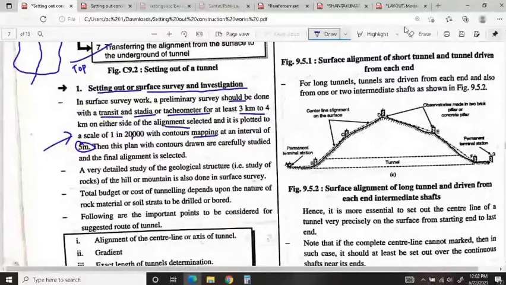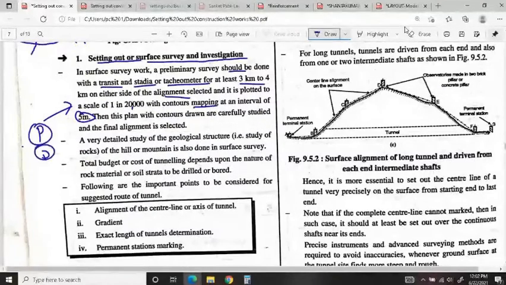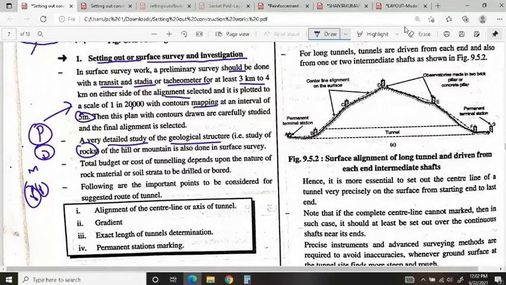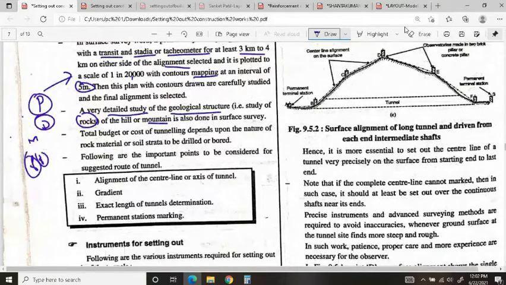Then after the preliminary survey, we will have a detailed survey. A very detailed study of the geological structures, that is study of rocks, fault, fold, etc. We also have to study the type of materials and type of stones, either igneous rocks, metamorphic rocks, and volcanic eruptions, how it is formed. So all those things will be done. Geological structures of a hill or a mountain are studied in a surface survey.